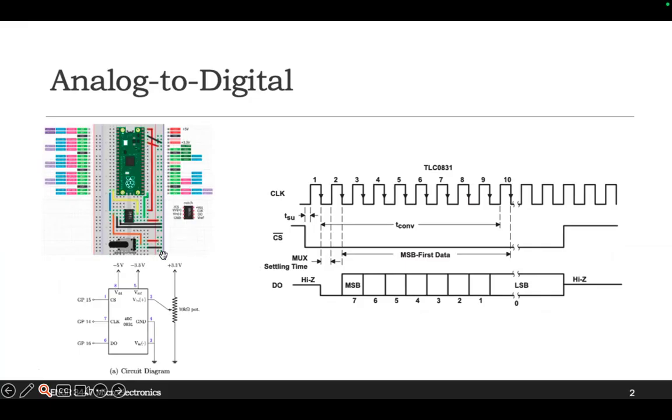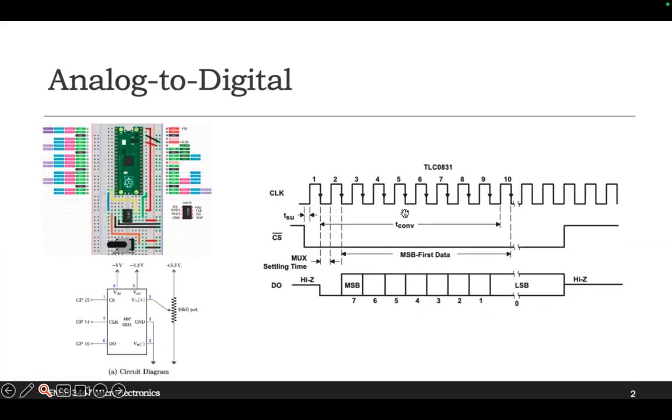As we adjust the potentiometer, the voltage will change, and then the ADC chip TLC0831 will read the specific voltage, convert it to binary, and give the binary output to the Pico. Do you remember that?